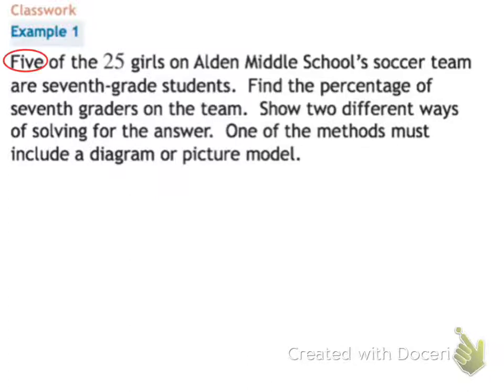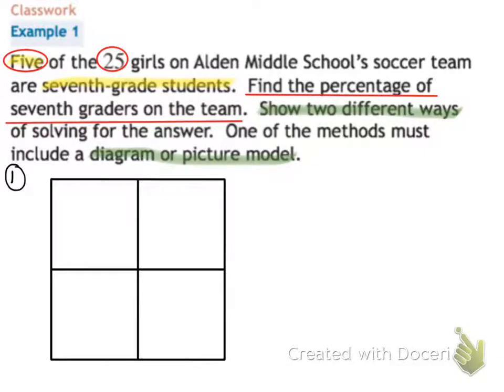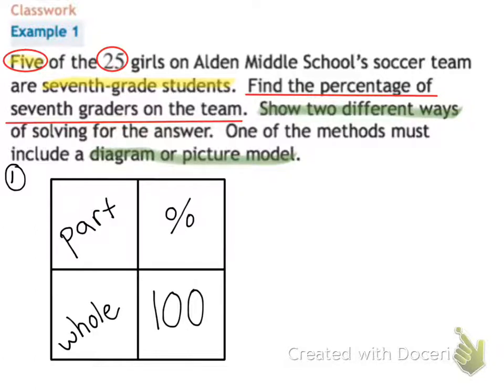So what do we know? We know 5 out of the 25 girls are 7th graders, and we need to find the percent. We also need to show 2 different ways, 2 different methods. So I am going to start by using the box method. This should be review because we have been using the box method in class. We always fill it out: part, whole, percent, and it's always out of 100.